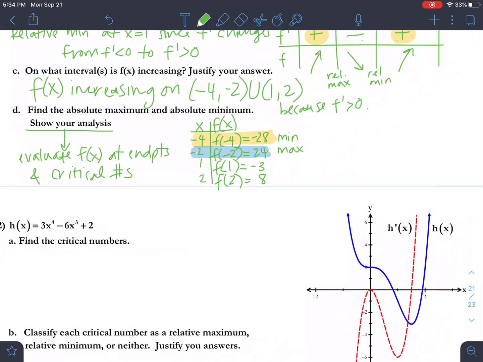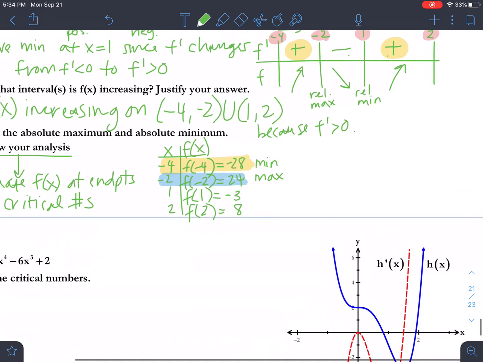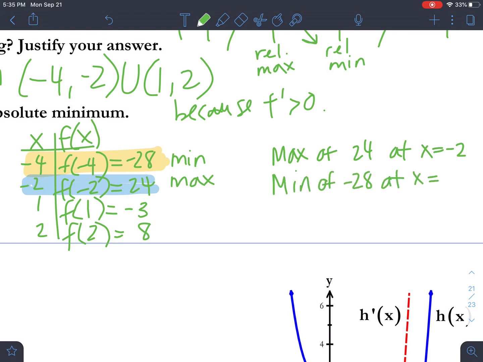Okay, so how would we write this? We just showed our analysis, so we don't have to write a justification, but we want to find the absolute max and min, aka the function values. So you would say there's a max of 24 at x equals negative 2, that was in blue there, and there is a min of negative 28 at x equals negative 4. You could say the word absolute in front of it, but it doesn't matter, because if you say just max or min, you imply absolute. If you don't say relative when you mean to, that's going to be an issue, so make sure you're careful with that.